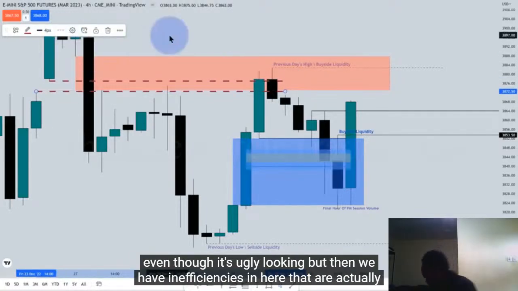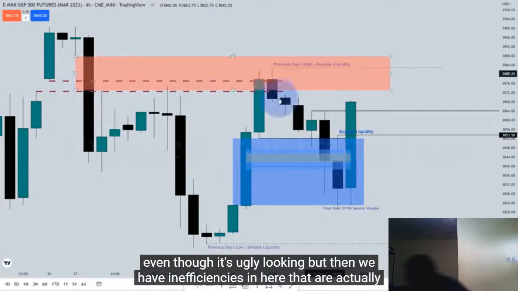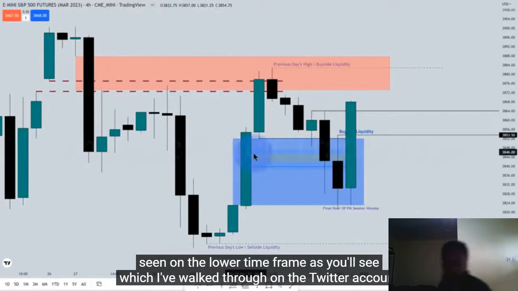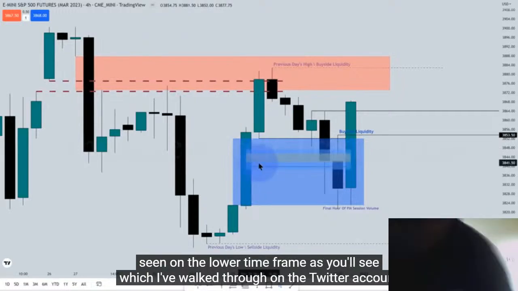No, it's ugly looking. But then we have inefficiencies in here that are actually seen on the lower time frame, as you'll see, which I walked through on the Twitter account on Friday morning.